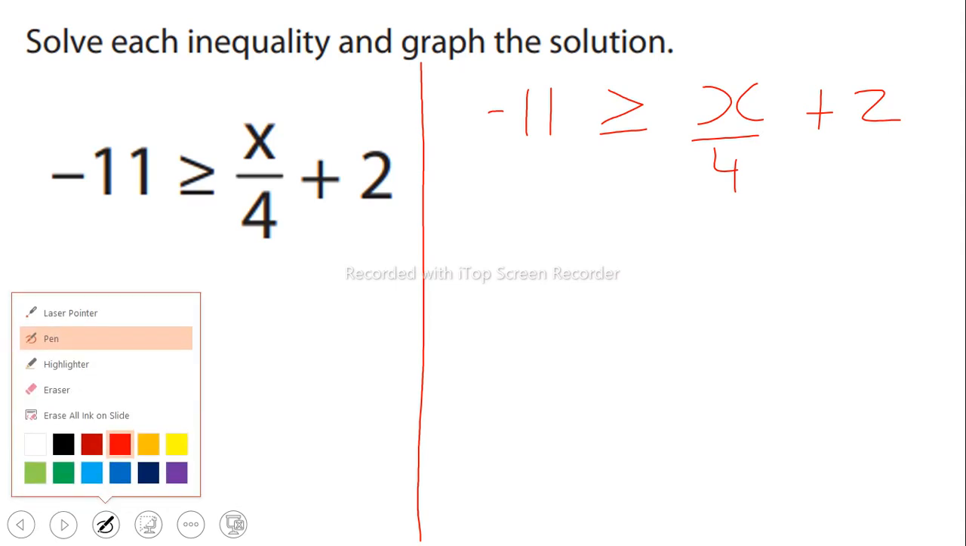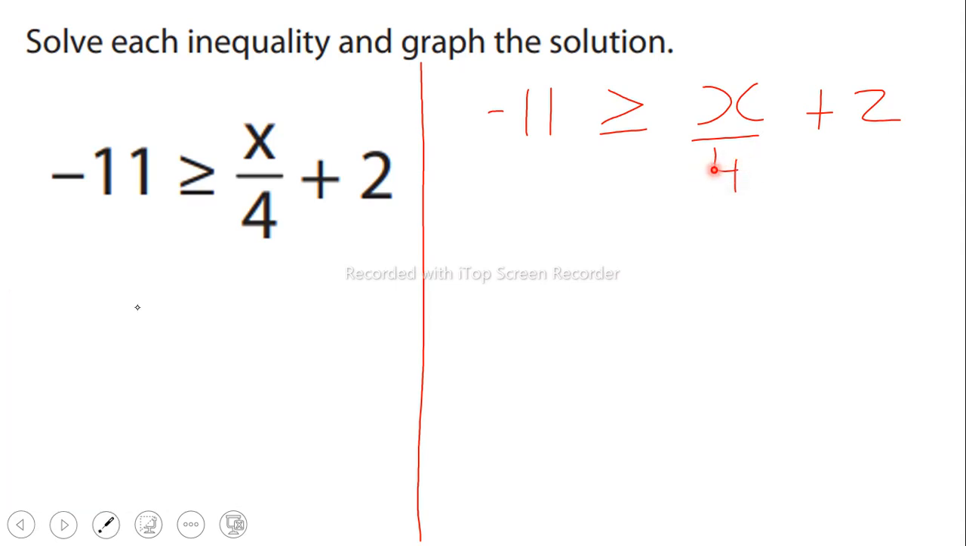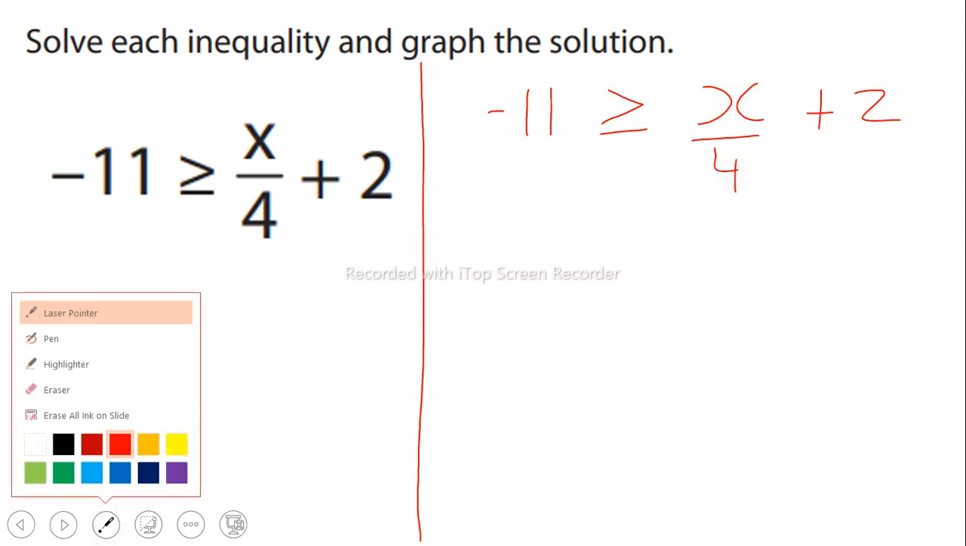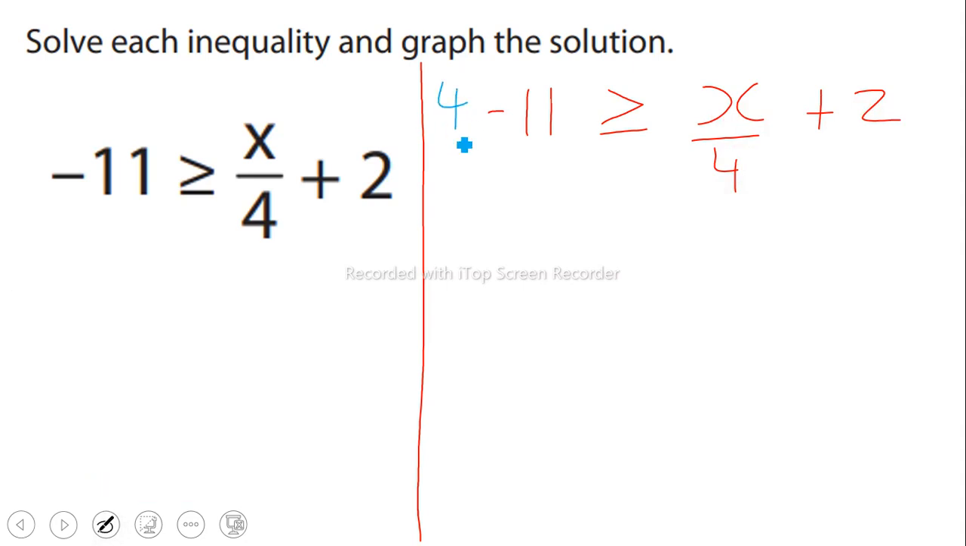The idea is that we multiply every term by 4 because we're trying to get rid of this 4 at the bottom. So we have to multiply this by 4, that by 4, and that by 4, and I'll get rid of this 4. So let's do that. We're going to multiply this term by 4, this term by 4, and this term by 4.